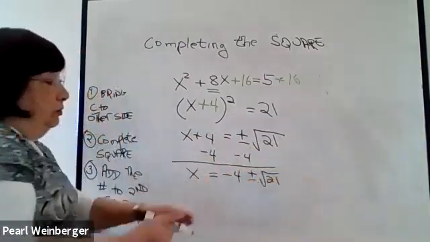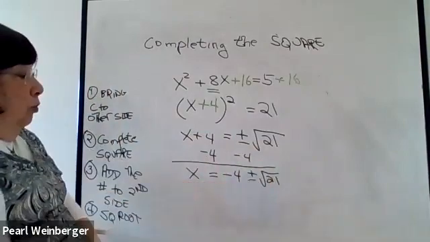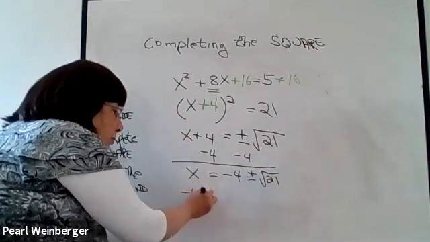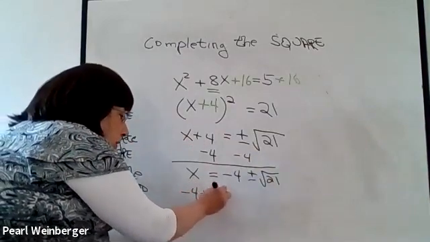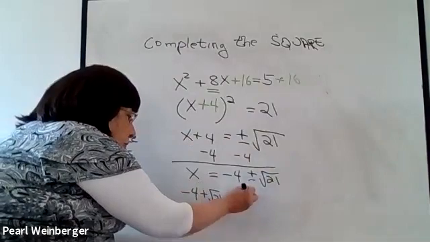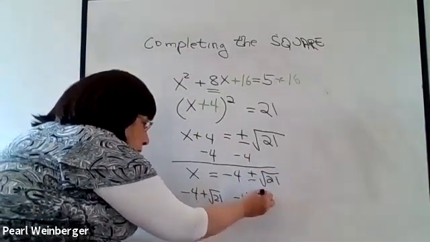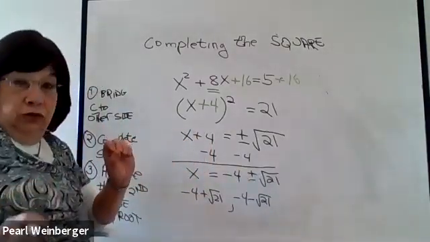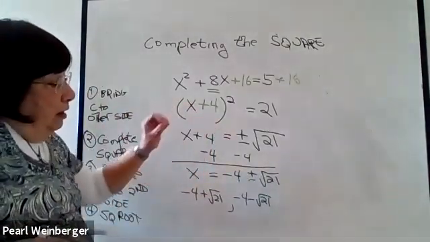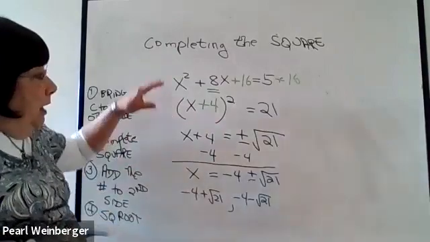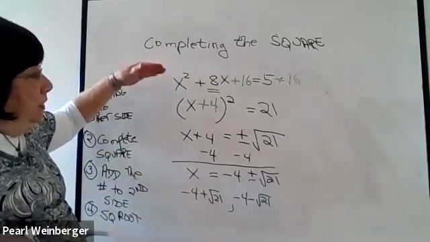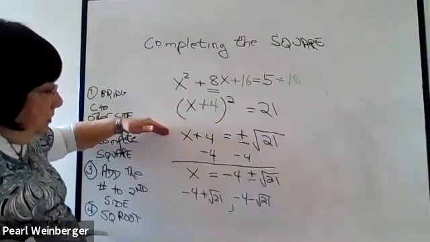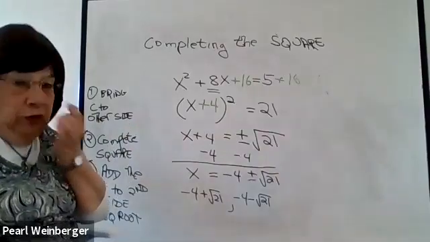And you can leave your answer like this, or if you wanted to write it as two separate answers, your answer would be -4 plus radical 21 as one answer, -4 minus radical 21 as your other answer. Remember, the plus minus means there are two answers, one where you're adding and one where you're subtracting. And notice, here are our steps. We completed the square, we took the square root, and then we simplified as much as we could.